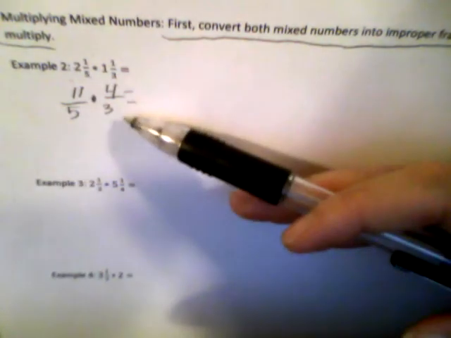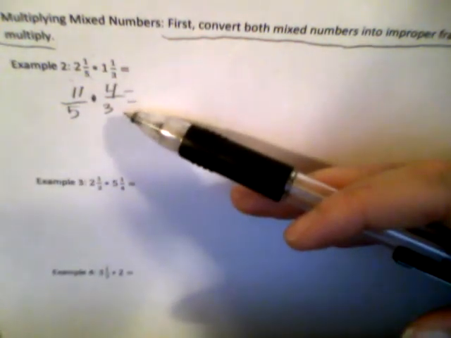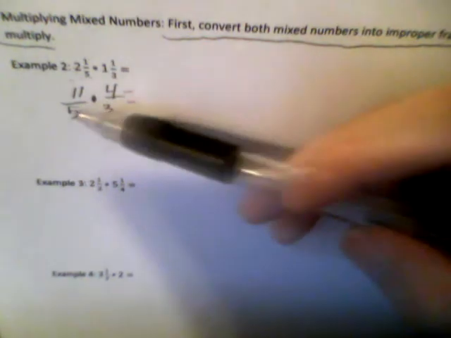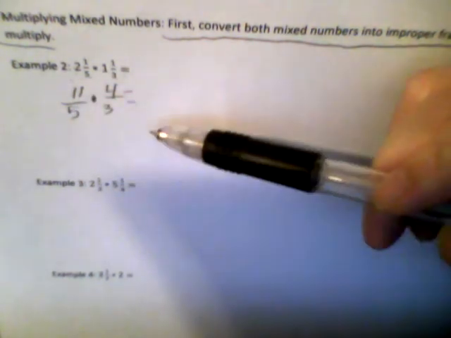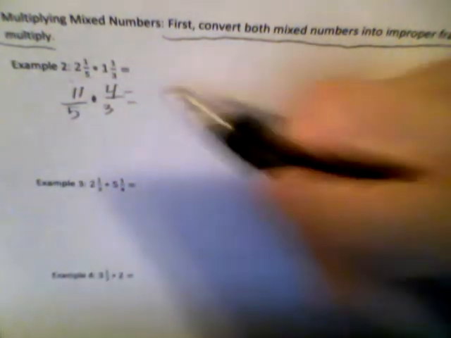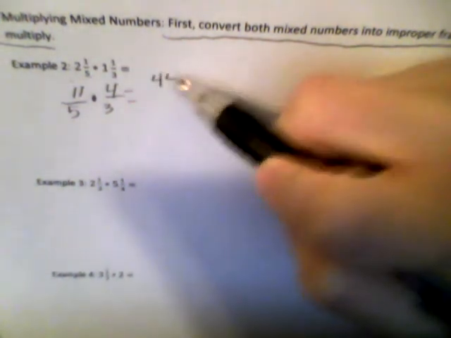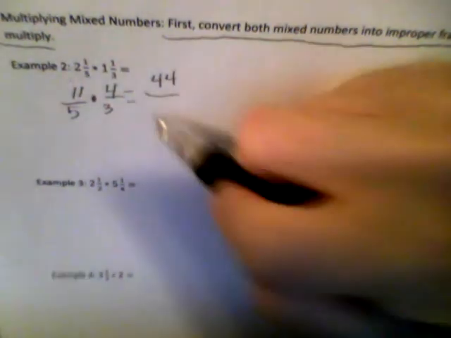So from here, it's pretty much the same as what we did today. Now to multiply these two fractions, I multiply my numerators and then I multiply my denominators. 11 times 4 is 44. And then 5 times 3 is 15. So like I said earlier today, I don't like things as improper fractions. I like you to write it as a mixed number.